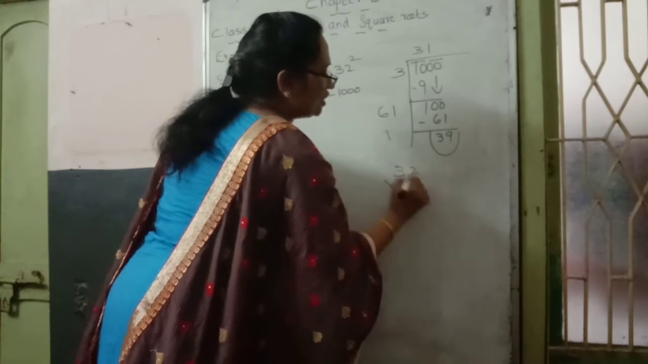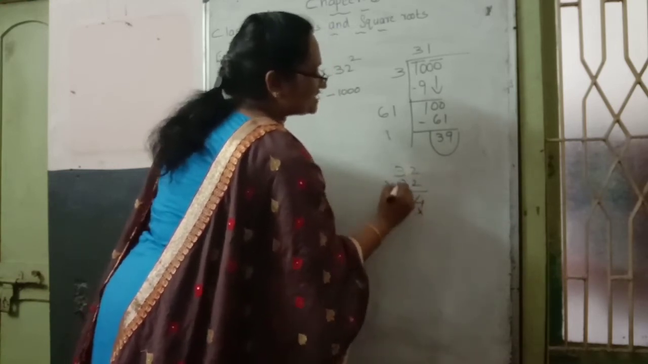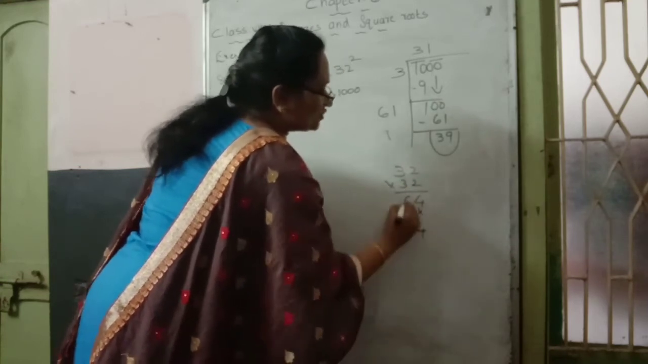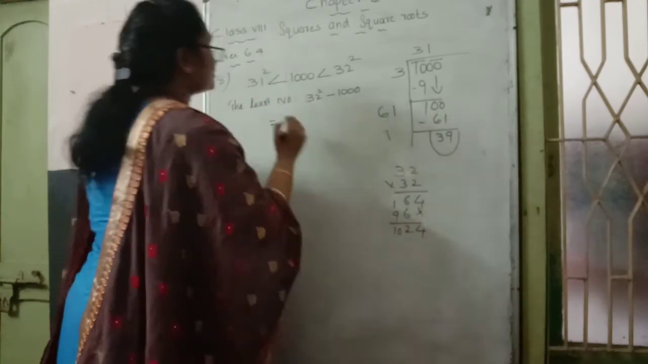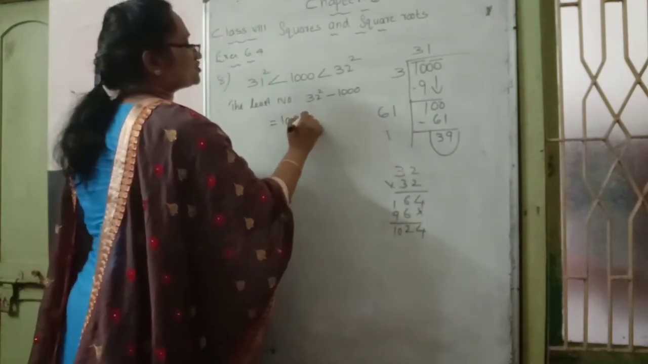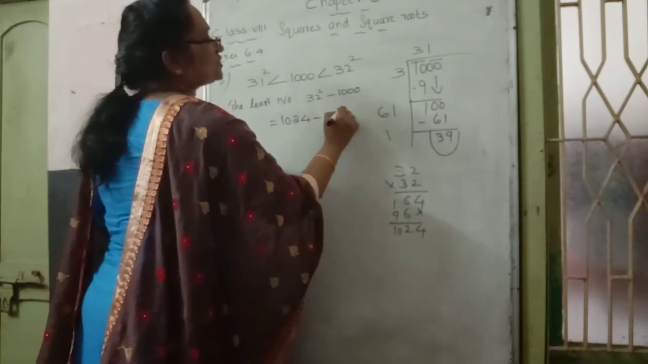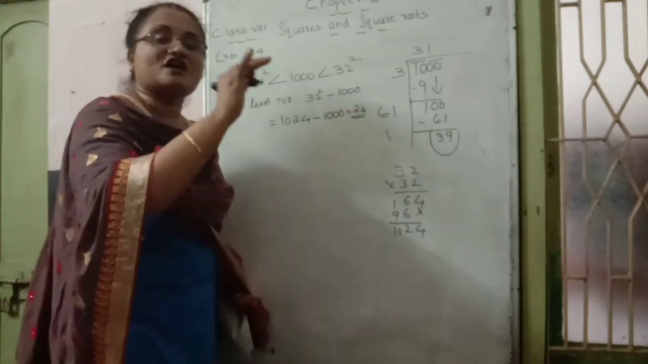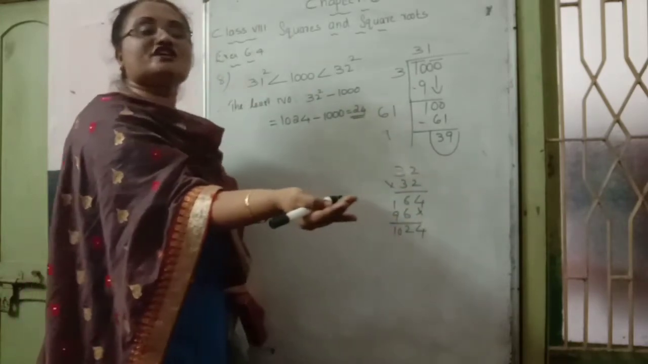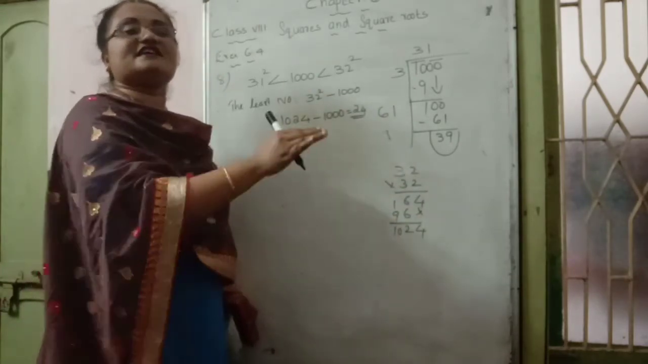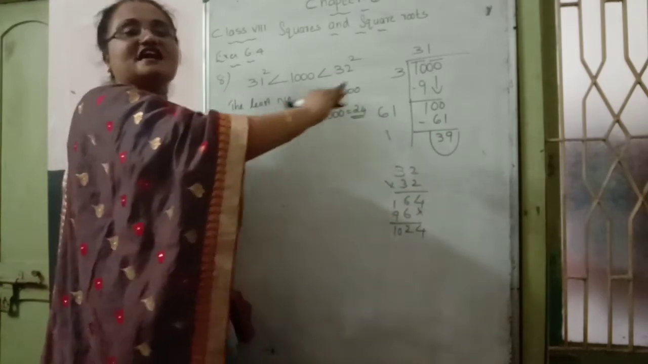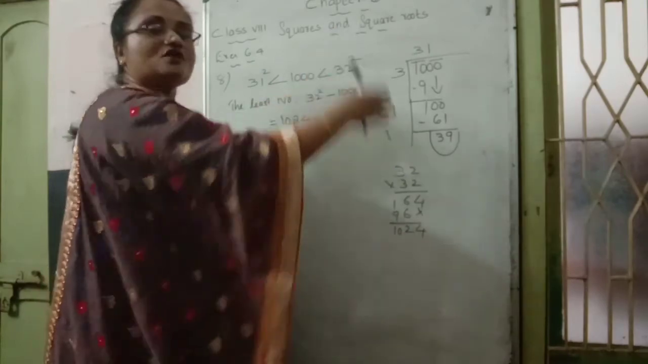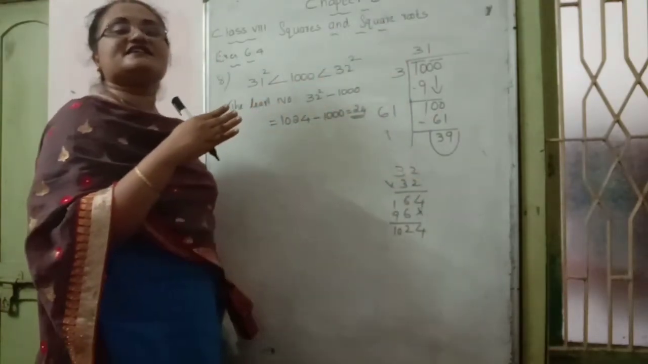2 2s are 4, 2 3s are 6. Again you need to place a strike. 3 2s are 6, 3 3s are 9. Adding, we get 1,024. Then 1,024 minus 1,000. How much difference does it have? 24. That means he wants to purchase 24 extra plants. Then he is able to plant the garden in which order? Same number of rows and same number of columns.